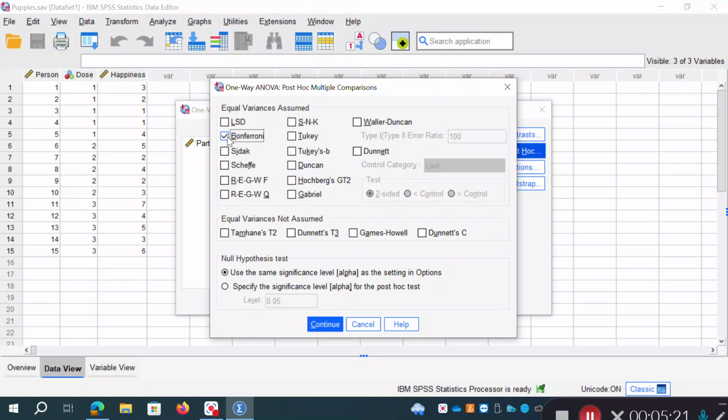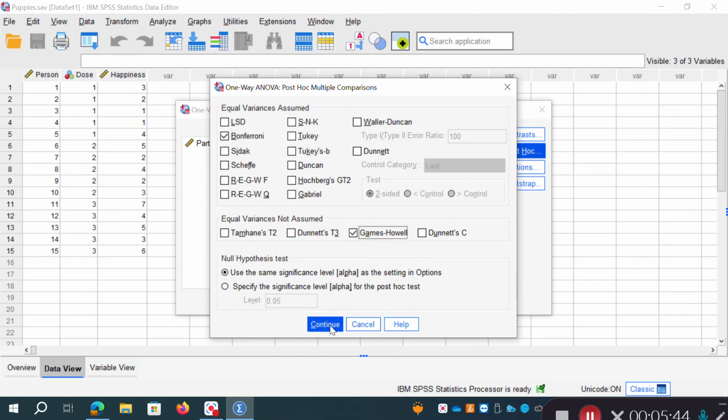So if we get a non-significant Levene's test and we get a significant ANOVA, I'm going to use Bonferroni corrected comparisons. But I'm also going to select equal variance is not assumed. So if we get a significant Levene's test, we interpret Welch's test. If that's significant, then we also want a robust post-hoc test. So the one I'm going to select is Games-Howell.